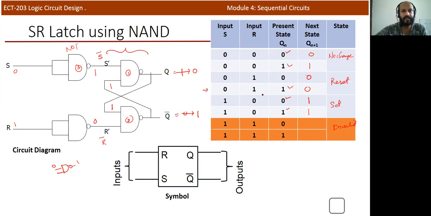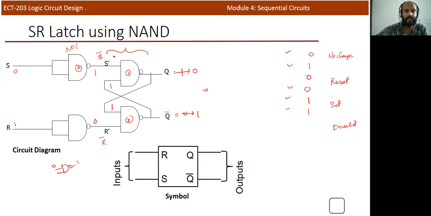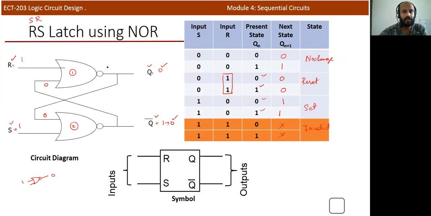So this is the SR latch using NAND gates. In the case of NAND, please remember that we need to apply S bar and R bar. So in order to get S bar and R bar, we need to add an extra circuitry here. But in the case of NAND, R corresponds to Q. That's the difference you need to remember.